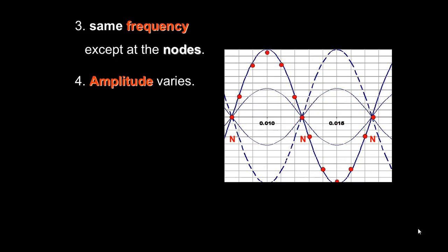The amplitude varies. Notice that the particle here in the middle has the maximum amplitude, whereas the particle somewhere here has a smaller amplitude, and at the nodes the amplitude is actually 0. The particles that have the maximum displacement or maximum amplitude, we call the antinode.